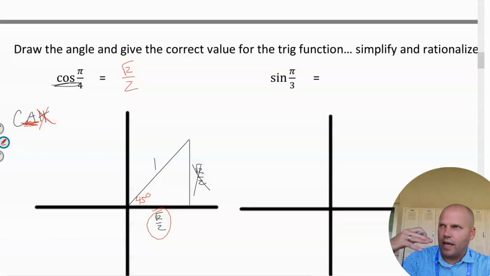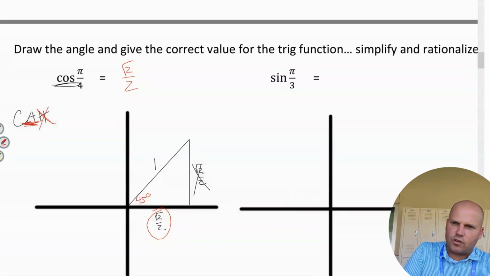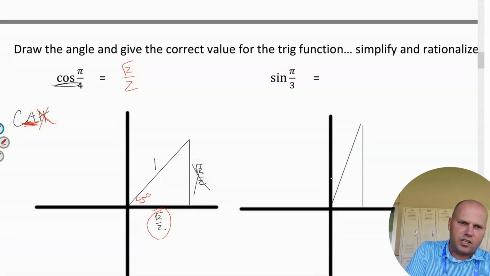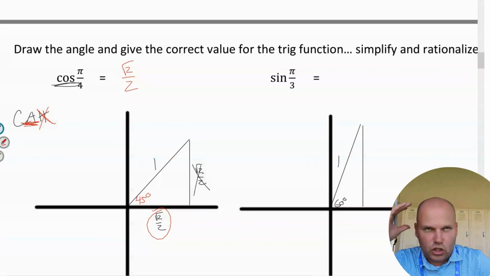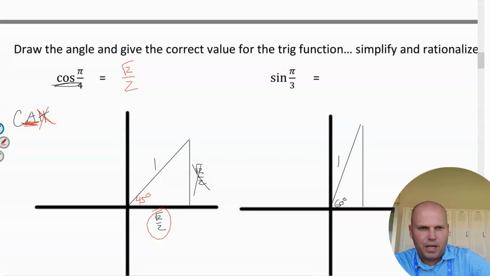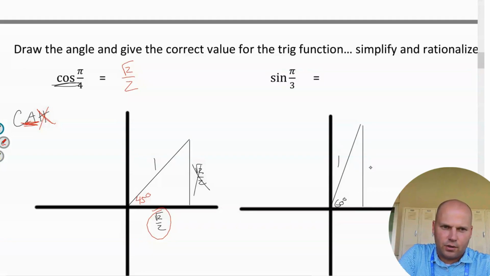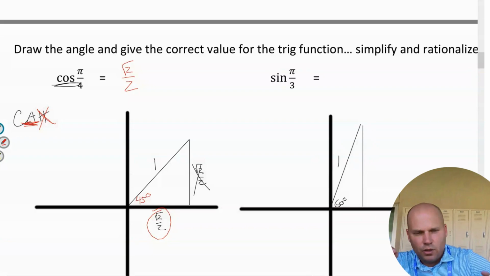Pi over 3. Okay, pi over 3 creates that 60-degree reference angle. It's in the first quadrant, remembering that this is an angle of 0. So we're in the first quadrant. We create a 60-degree angle, and then we break out our friend, the 30, 60, 90 triangle, whose hypotenuse is 1. There's a short side and a long side. The long side is opposite the big angle. This is the 60-degree angle, so this must be the long side. There's the short side opposite the shorter angle.